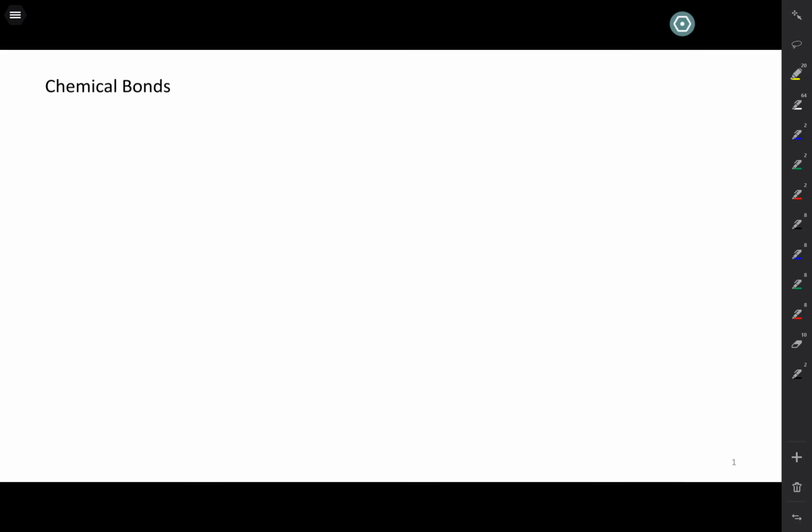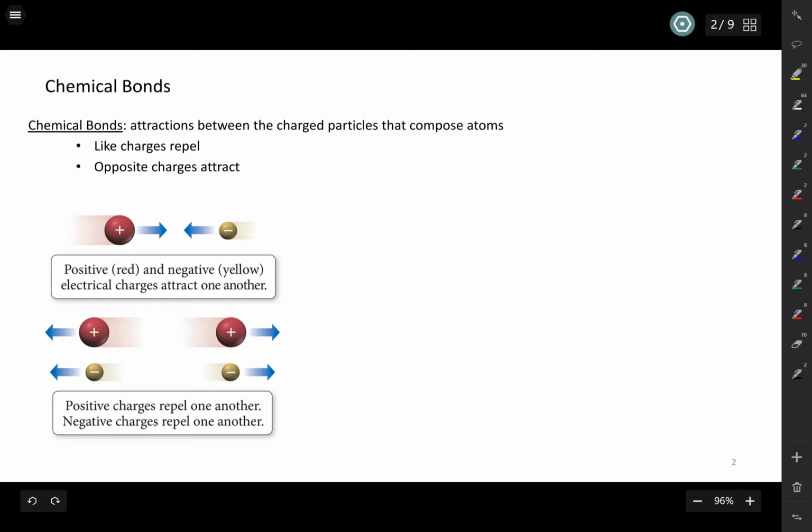In this video, we will be exploring chemical bonding and the different types of chemical bonds. A chemical bond is an attraction between the charged particles that compose atoms. Like charges repel, just like we would see if we put two positive sides of a magnet together, and opposite charges attract. This can be shown in this figure right here, where we have a red positive charge being attracted to a negative yellow charge. Those colors are arbitrary, and then showing here positive charges repel, negative charges repel each other.